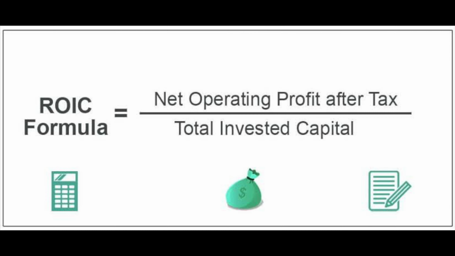So as I mentioned before, ROIC stands for return on invested capital. Now, the formula for how to find the return on invested capital, I'll pop it up on the screen for you to look at, but it's simply net operating profits after tax divided by total invested capital, which is kind of like long-term debt plus equity.